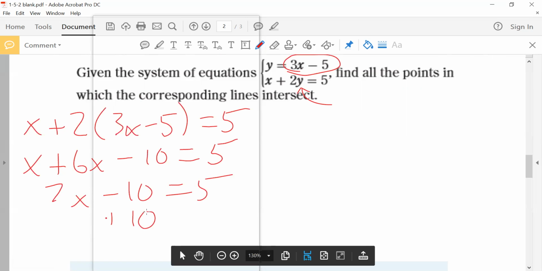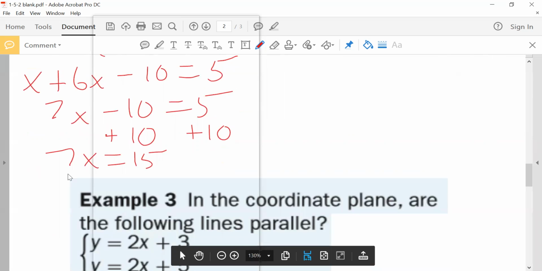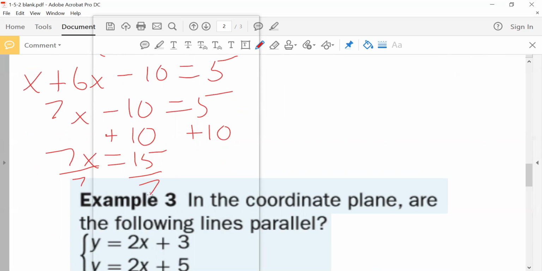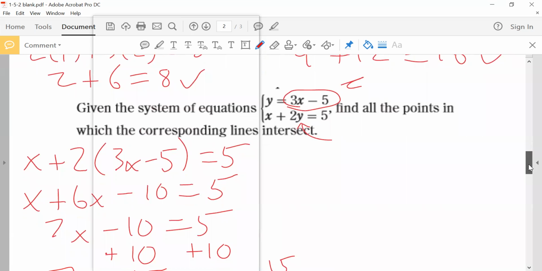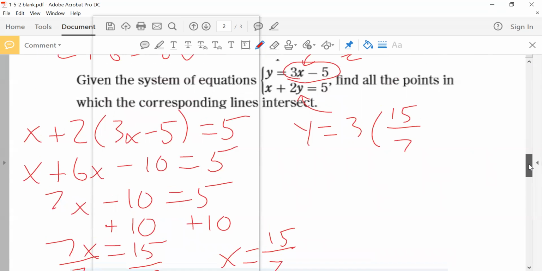Add 10 to both sides. You're going to get 7x equals 15. Unfortunately, we're going to get a kind of weird fraction here, but it is what it is. So x equals 15 over 7. Now that I know what x is, let's substitute in right there and solve for y. So we have y equals 3 times 15 over 7 minus 5.